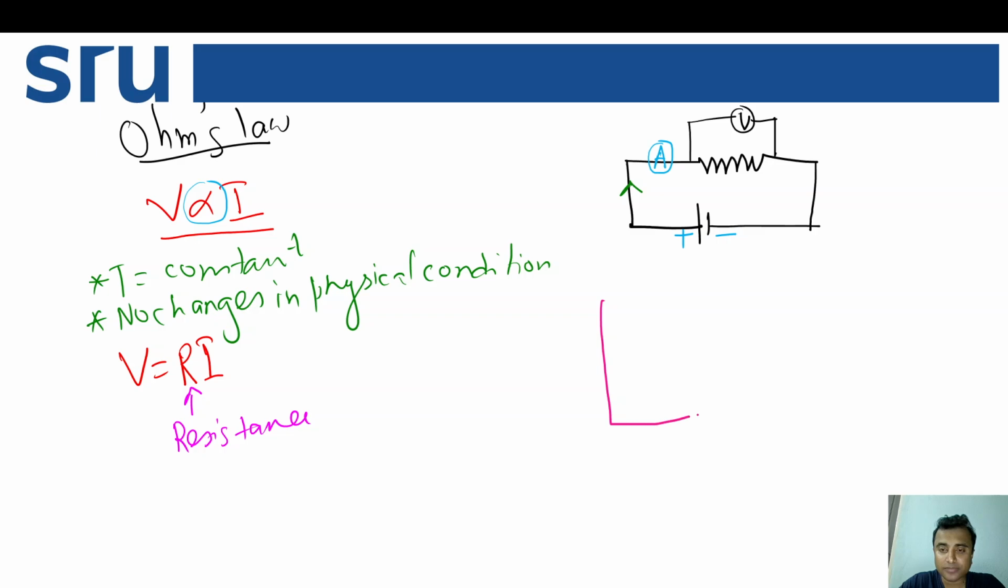So what he was actually doing was changing the battery voltage, plotting it on the x-axis, and measuring the current on the y-axis, because the battery voltage can be changed by hand, and he was measuring it.